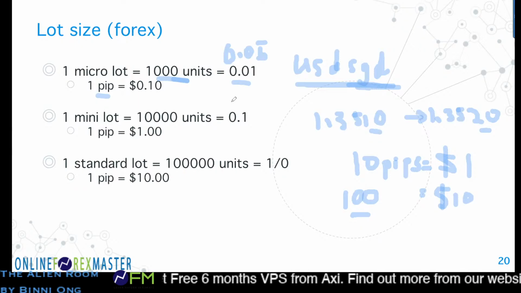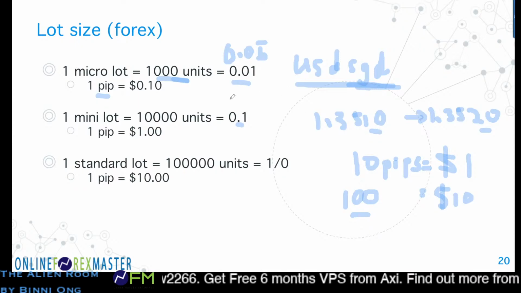Okay? Now, in other words, if you want to remember, it makes it so much easier to remember a mini lot size, 0.1. 1 pip equals $1. So let's say, for example, if I'm doing 0.1 and it moved by 100 pips, then how much will I be losing? 1 pip equals $1, so if I lose 100 pips, then it would be $100.